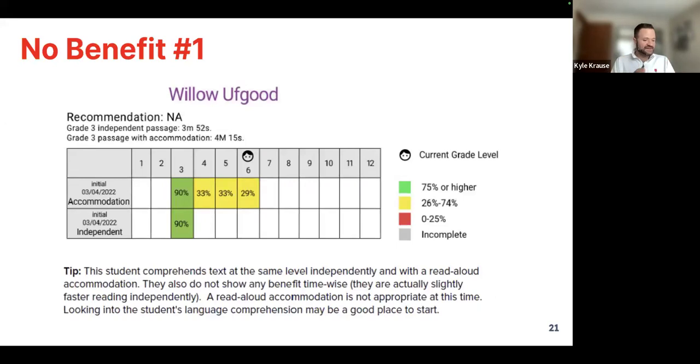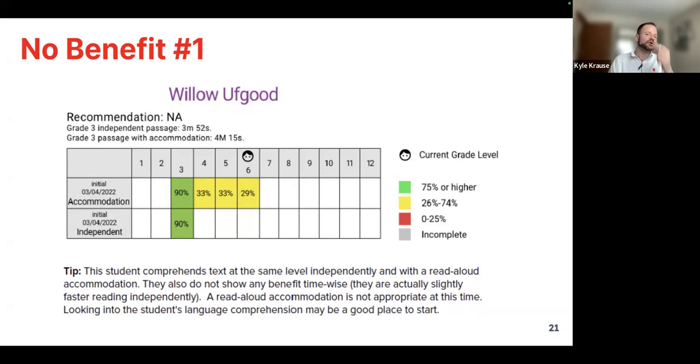Our no benefit students can look a multitude of ways. This would be an example of a student who is at the same level with the accommodation as they are independently, but they're actually a little bit faster independently. So there's not necessarily a benefit to their reading comprehension. I always say uPar is going to tell you those students that just prefer to do it independently, and they can actually understand the text better when they do it independently. So it's going to show you those students as well.